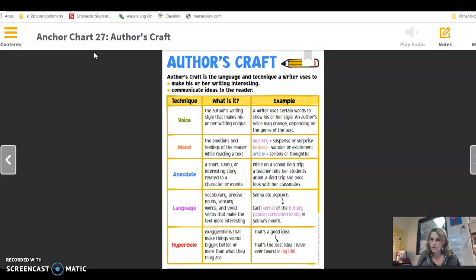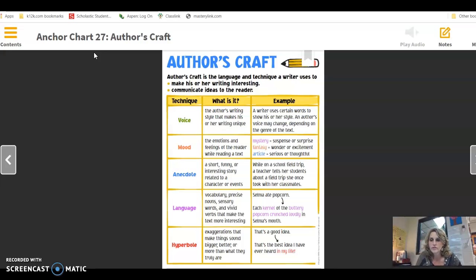For voice, that would be one of the techniques of an author. The author's writing style that makes his or her writing unique is called the voice. An example of this is a writer uses certain words to show his or her style. An author's voice may change depending on the genre of the text. So today, with one of our activities we're going to be doing, you're going to be looking at the author's craft. So when you're reading the text, you're going to say, what would the voice of the author be? What are they wanting me to understand by the way they wrote this activity or this text?